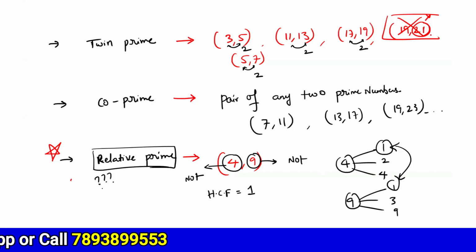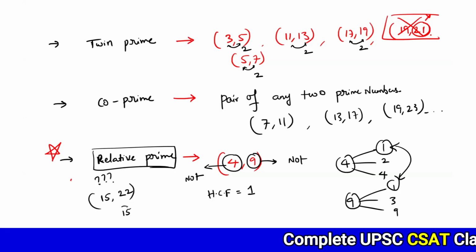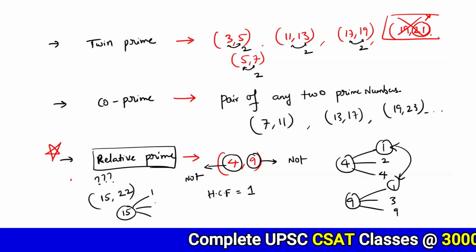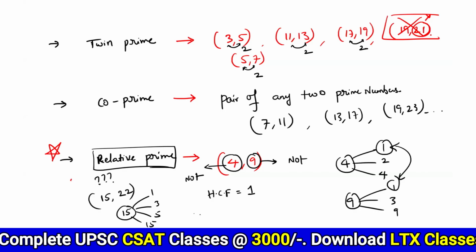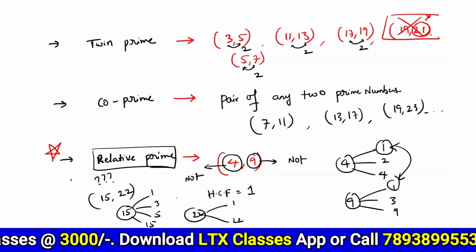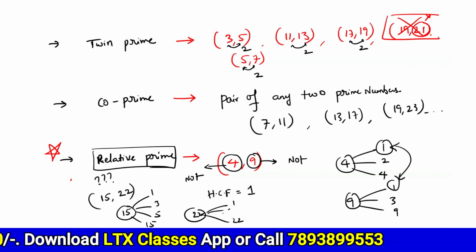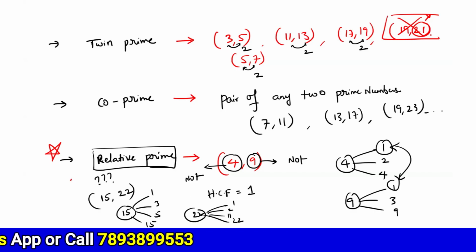Or else you can take this example also. Let us take another example: 15 and 22. What are the factors of 15? 1, 3, 5, 15. The factors of 22: 1 and 22 are factors, and the next factors are 2 and 11. What is the highest common factor of these two numbers? It is 1, so 1 is the highest common factor, so they are considered as relative prime.